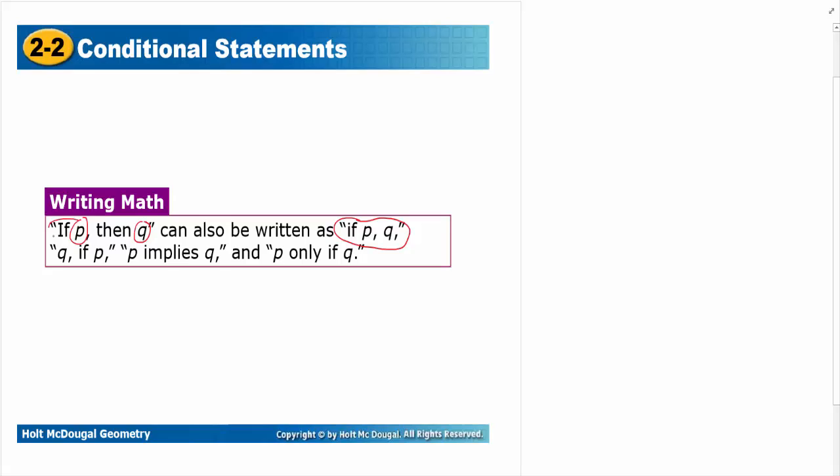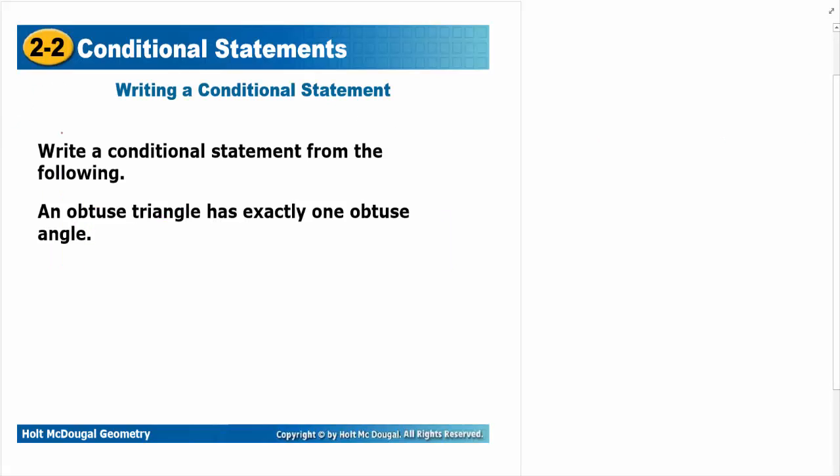Now again, I like to get it in this form unless we're dealing with a biconditional, which we'll get to when we get to it. Don't worry about that yet. Okay, but that's kind of where we're heading now. So here we're going to write a conditional statement from the following. An obtuse triangle has exactly one obtuse angle. Now, what we're doing by this is what we've already talked about before. I'm going to talk about that symbol notation. I want to get it into this form. When I say write a conditional statement, I want to write it as an if-then statement. Remember what this means. It means if P, then Q.